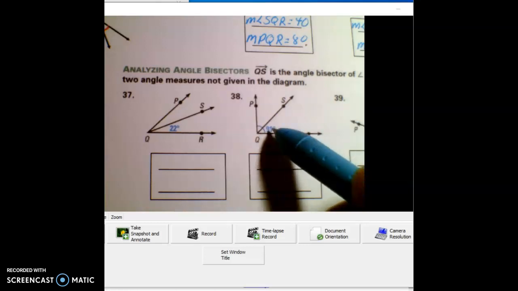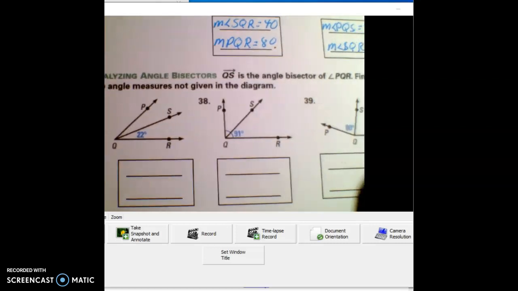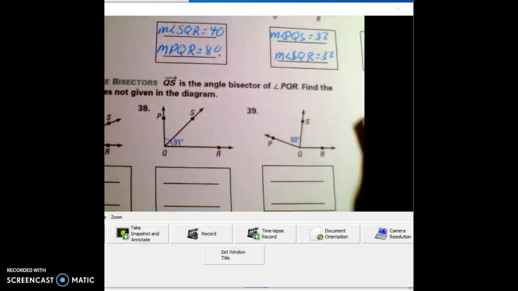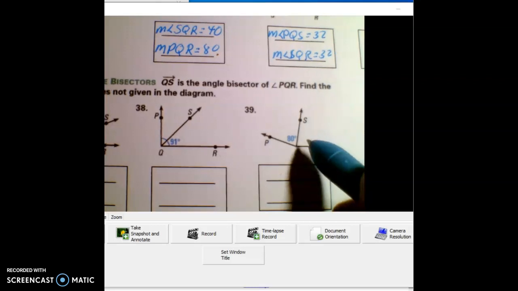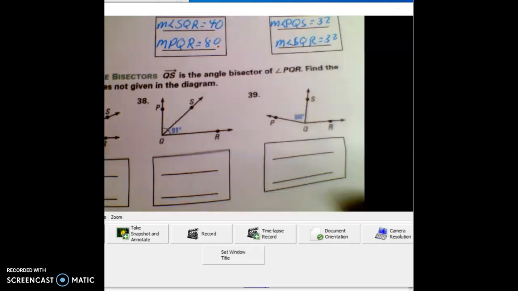Again, this one is showing you what the measure of the whole angle is. And yes, you can have a fraction for an angle. And same thing with this one. So what you're doing here is using the correct notation, and that's what I'm looking for in your notes. Okay, if you have questions, please ask me in class. All right.